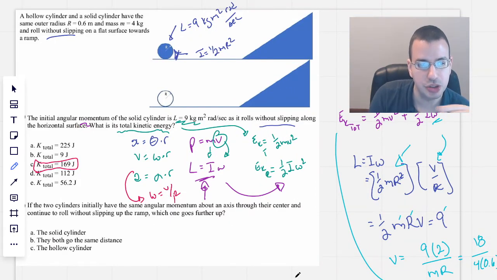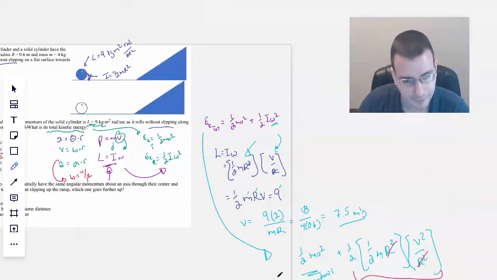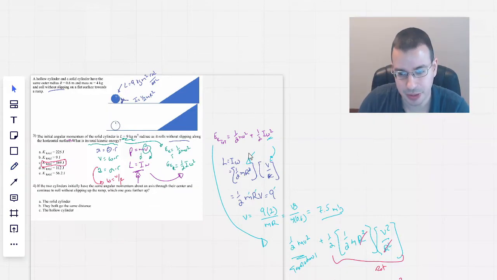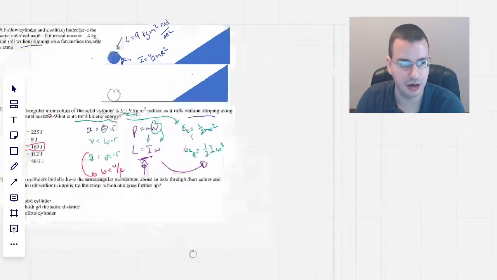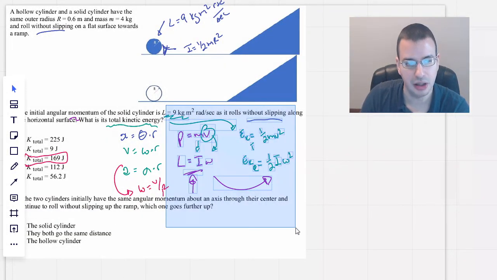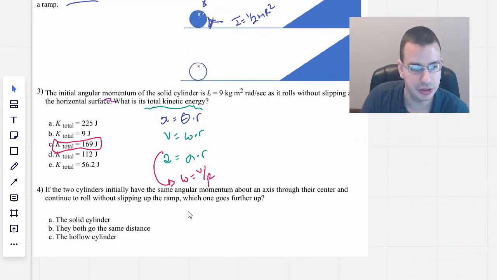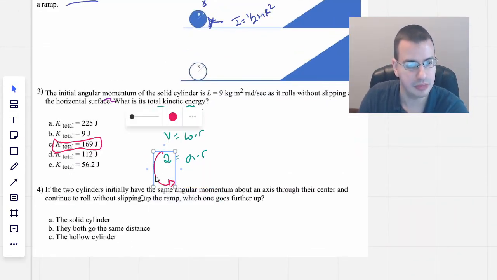So that's the way I approach that problem. Start with using the momentum to find the velocity, use the velocity to then find the kinetic energy. And then I use the relationship of not slipping to show that these things are related. All right, I'll erase this part. This part I'll leave here. Let me get rid of the arrow.